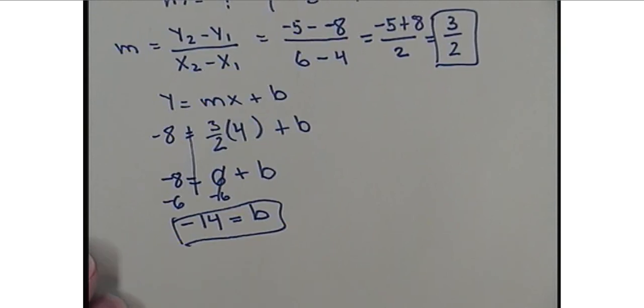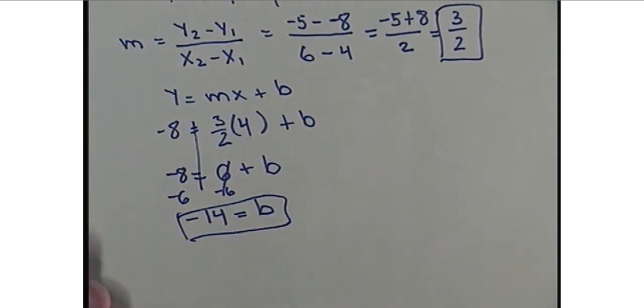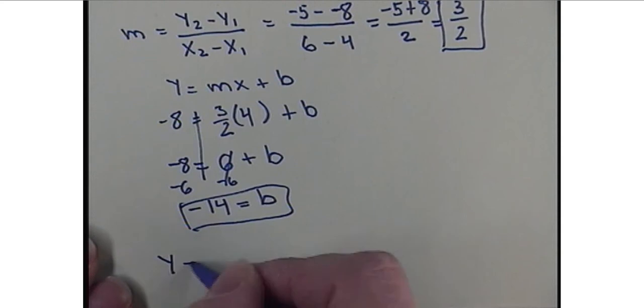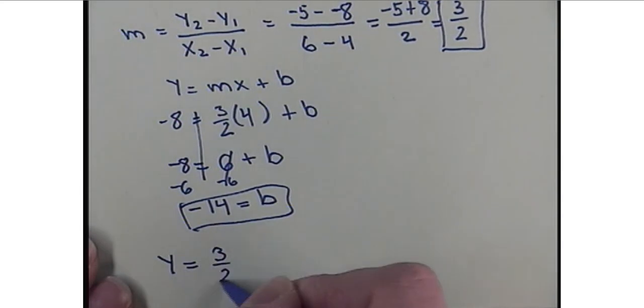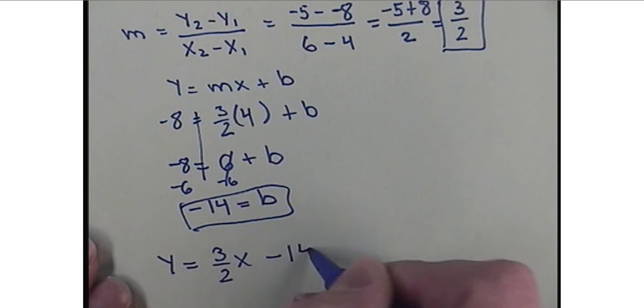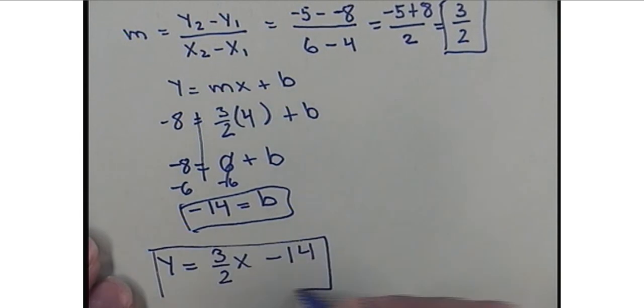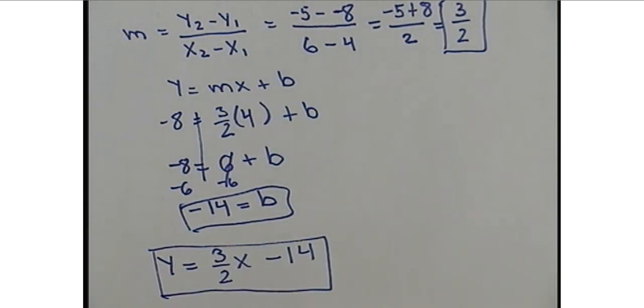And there is one more step to finalize the equation. So y equals 3 over 2x minus 14, final solution to that problem.